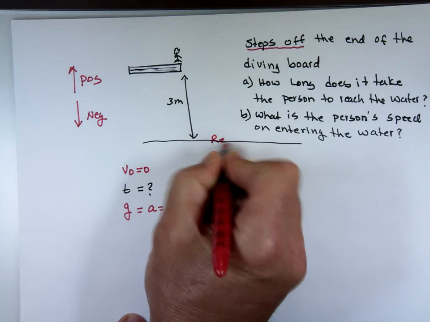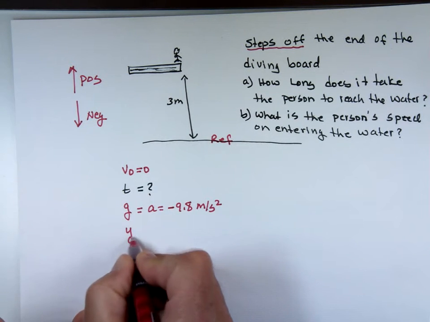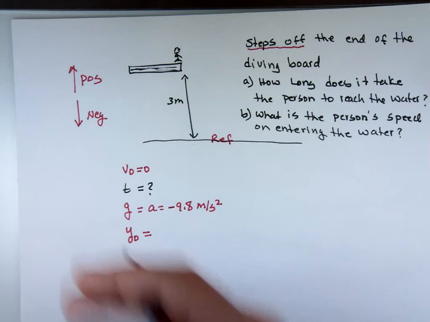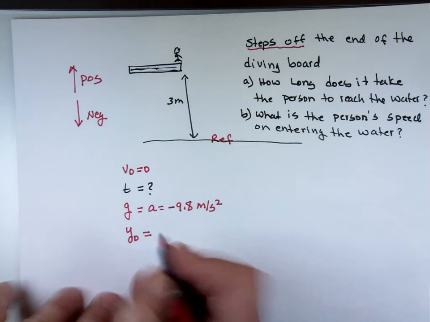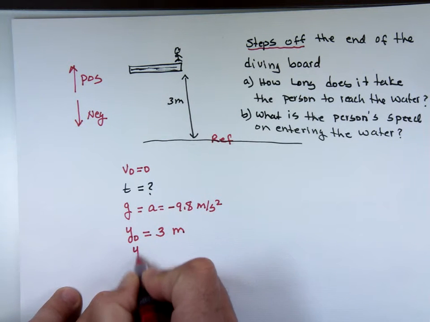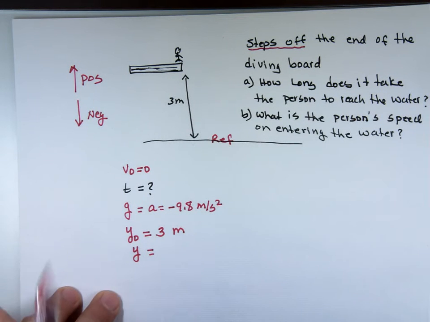Okay. If the water is reference, we know what the initial height is. What was the initial height? 3 meters. Plus or minus? Plus. Above that, that's a plus. Correct. We know what the final height is, because for part A, we're talking about when you reach the water. So when you reach the water, what's your final height? 0.